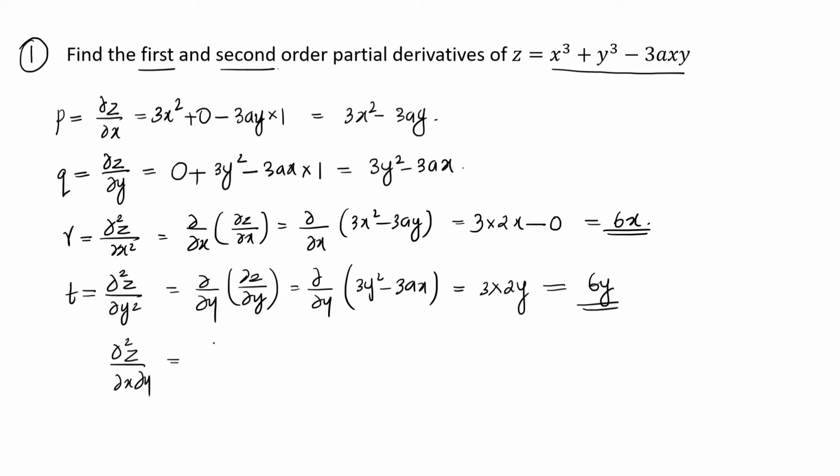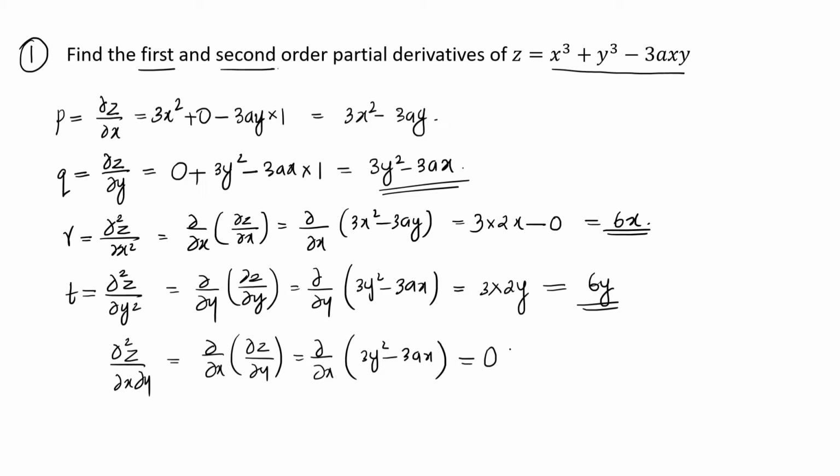Okay, now we have one more derivative, that is dou square z by dou x dou y. That is dou by dou x of dou z by dou y, and dou z by dou y is 3y square minus 3ax. Now we will differentiate it with respect to x. Therefore the derivative of 3y square with respect to x is 0, minus 3a into the derivative of x, which is 1. Therefore this is minus 3a.